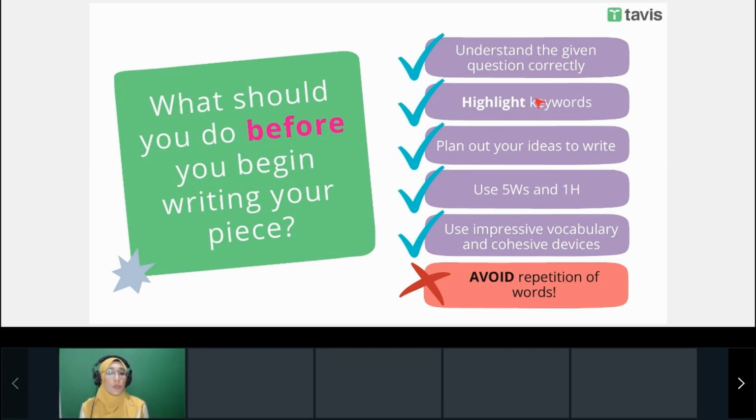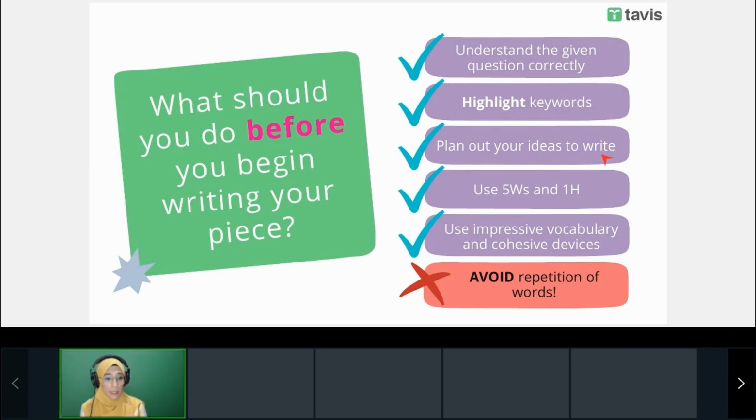And the next one is you highlight keywords. But teacher, where can I locate keywords? You have to try and identify the notes given underneath the question. For your part 2, you'll be given a few notes, and also for your part 3 as well. You will be given a few notes on what you have to write about. So you got to highlight that as your keywords, or consider your ideas to write about. And then only you can plan out your ideas to write.